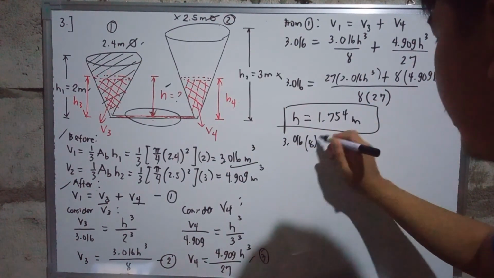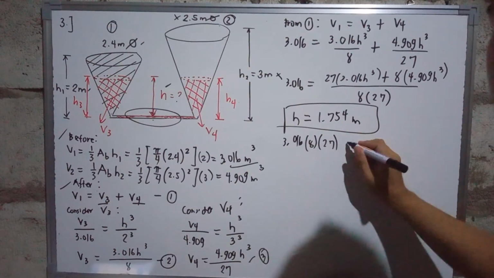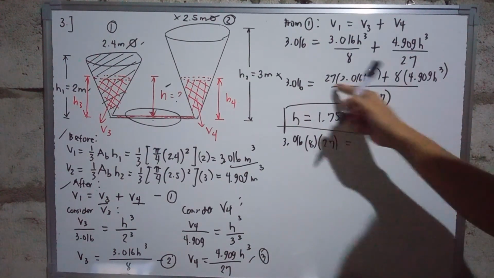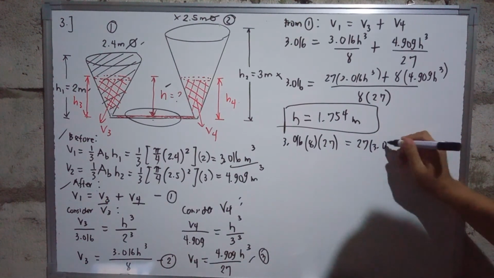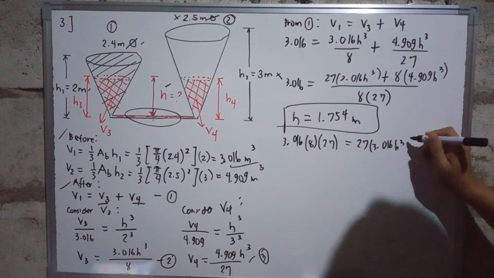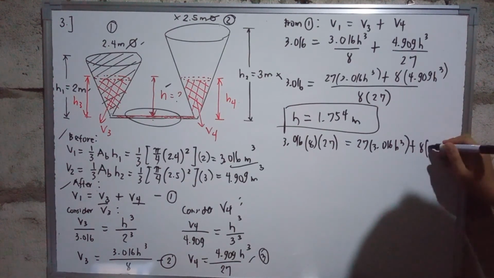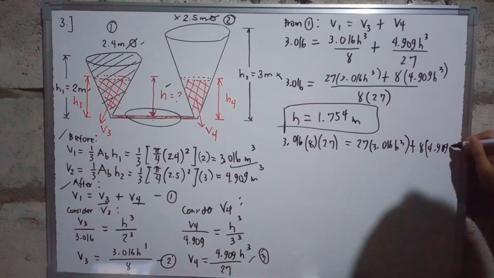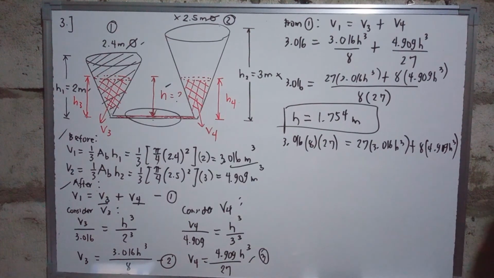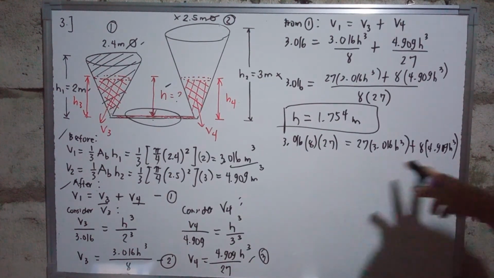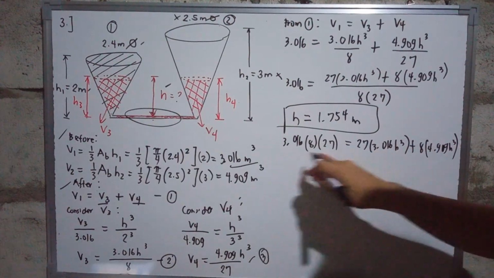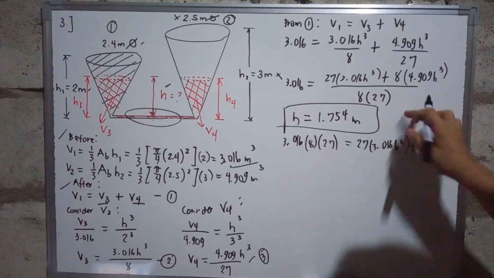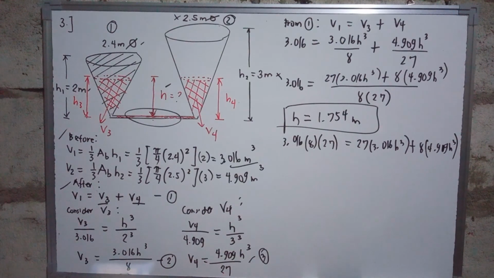3.016, baka yung iba hindi nila alam yan. All over, pag-add mo silang dalawa, yung 27, yung mga value nila, plus yung 8 times 4.909 h cube. So, mangyayari is, pag-add mo sila, and then yung makukuha mong answer, i-divide mo dito, tapos i-cube mo, makukuha mo na yung value ng h natin. So, that will be our answer.